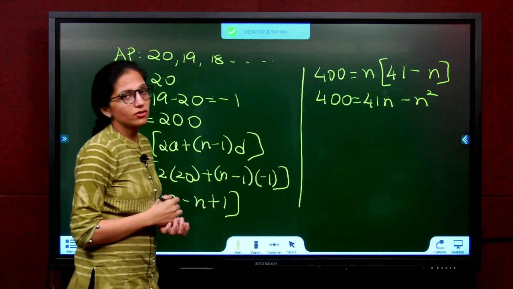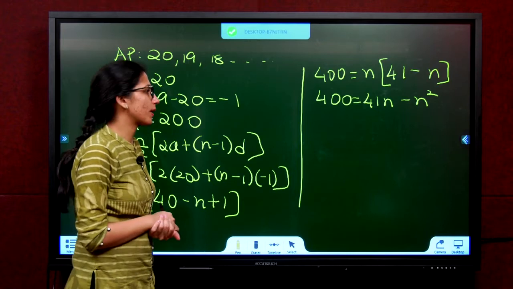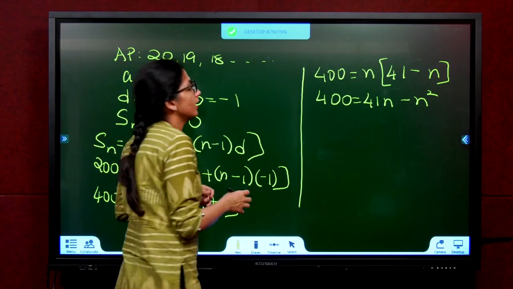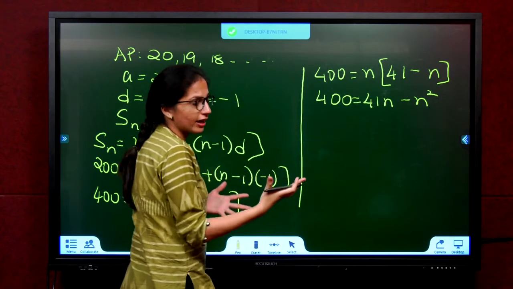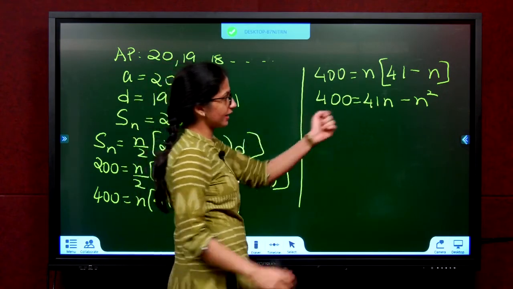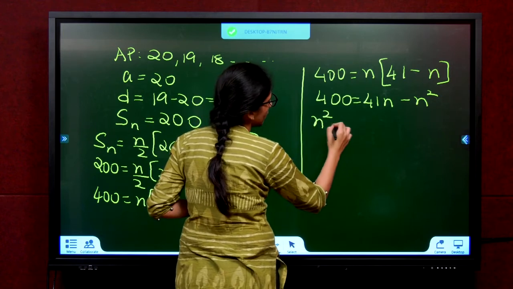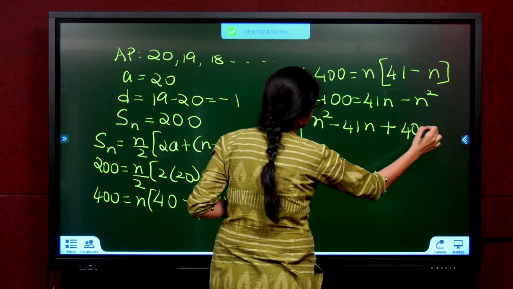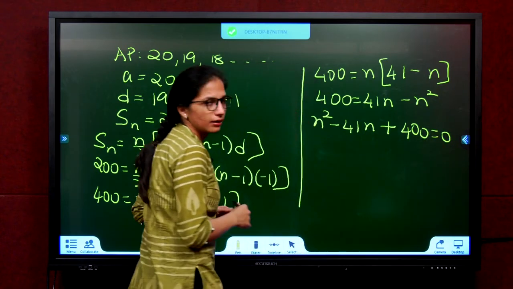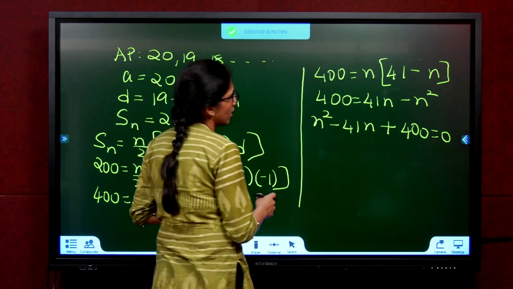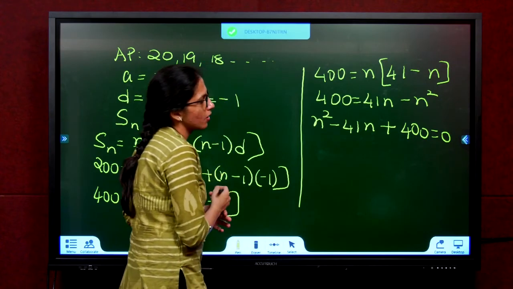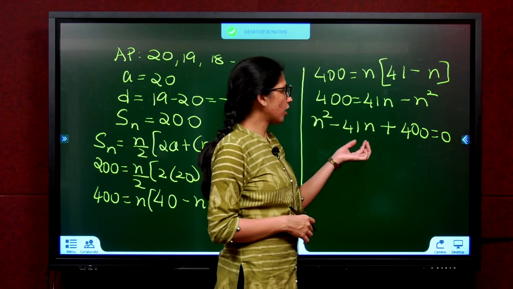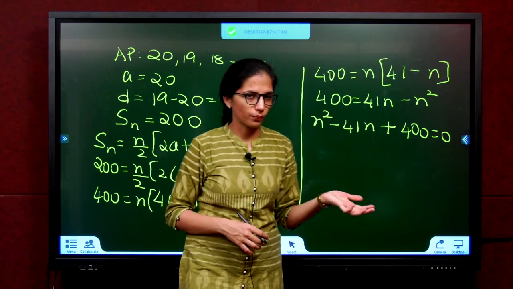You can see there's a square, so it's going to lead us to a quadratic equation. Since you want the first square term to be positive, bring everything to the left hand side, because there's negative. So bring it here. N square minus 41n plus 400 is 0. Till here we understood. Now how do we split this? We have to split 41 to get 400. Or you can use quadratic formula also.